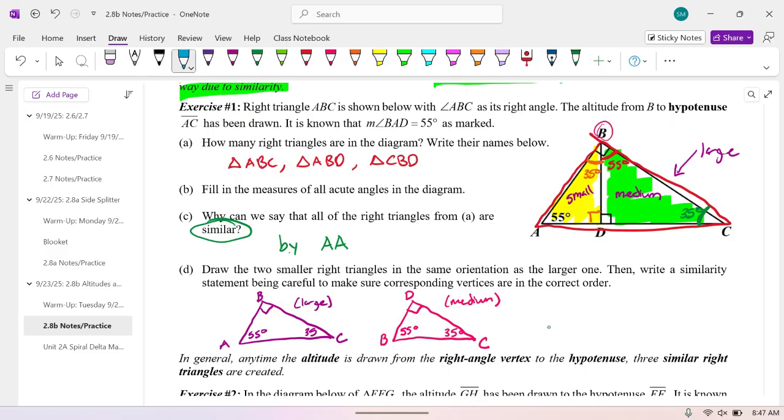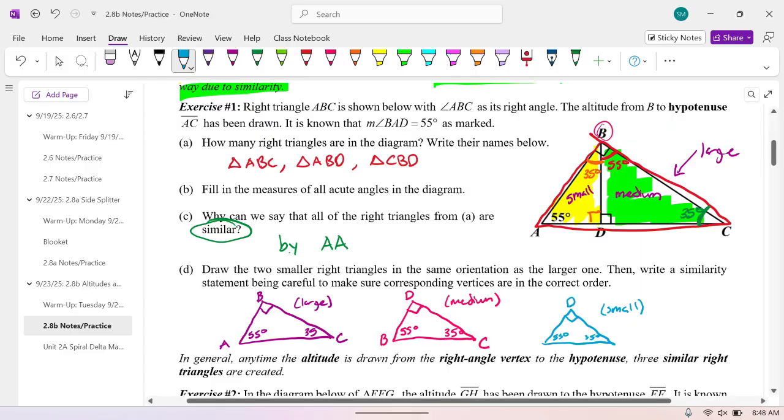Then if we do the smaller triangles, the smallest of the three, still 55, 35. The right angle has to be D because it's in the same spot. What angle is connected to the 55? A. And then B would have to be the 35.